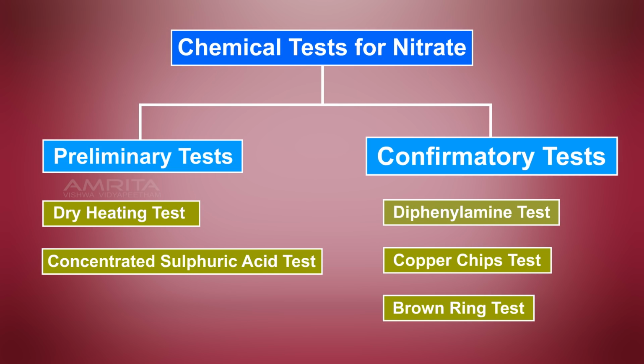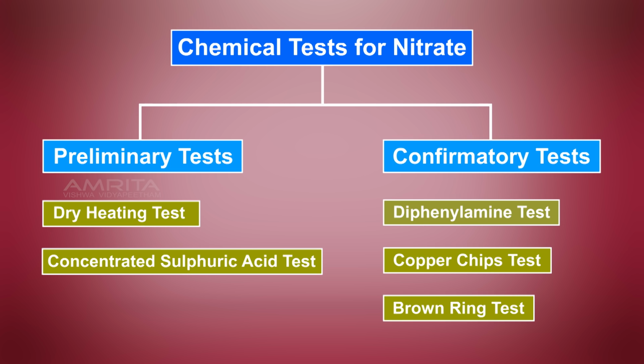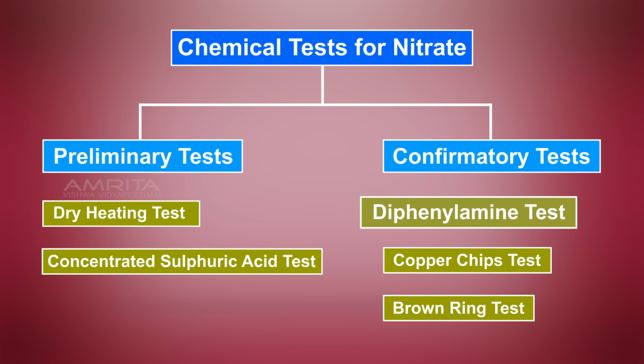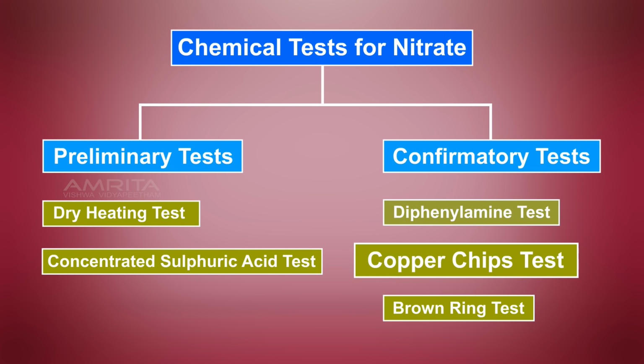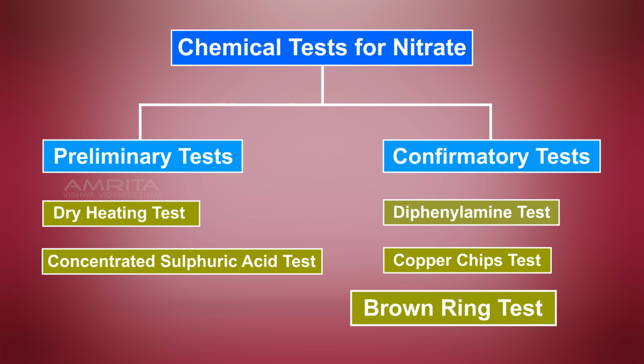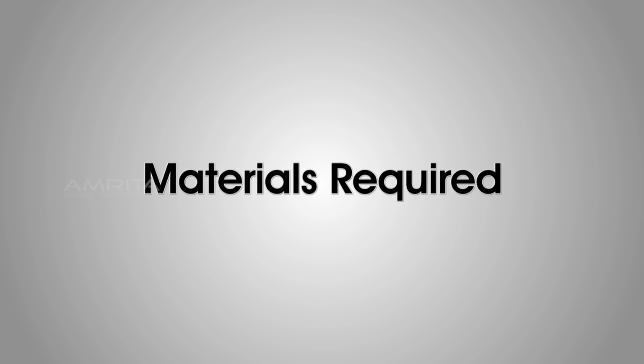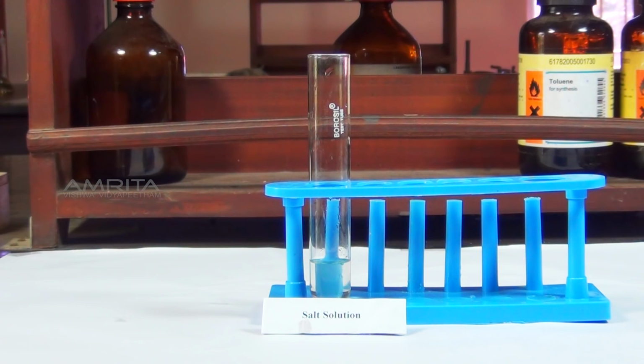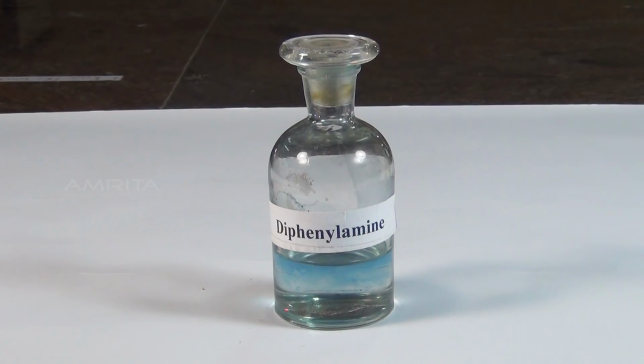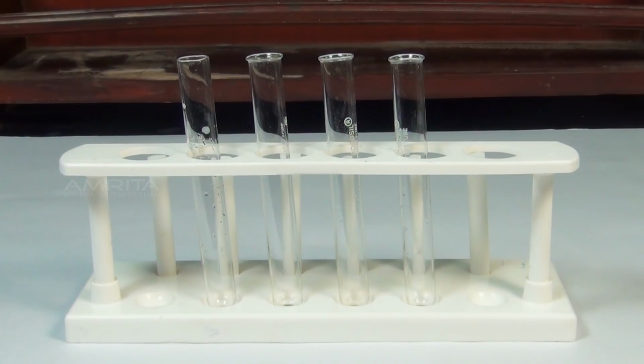Next, we look at the confirmatory tests of nitrate. They are diphenylamine test, copper chips test, brown ring test. Diphenylamine test. Materials required: aqueous solution of the salt, diphenylamine, test tube and dropper.